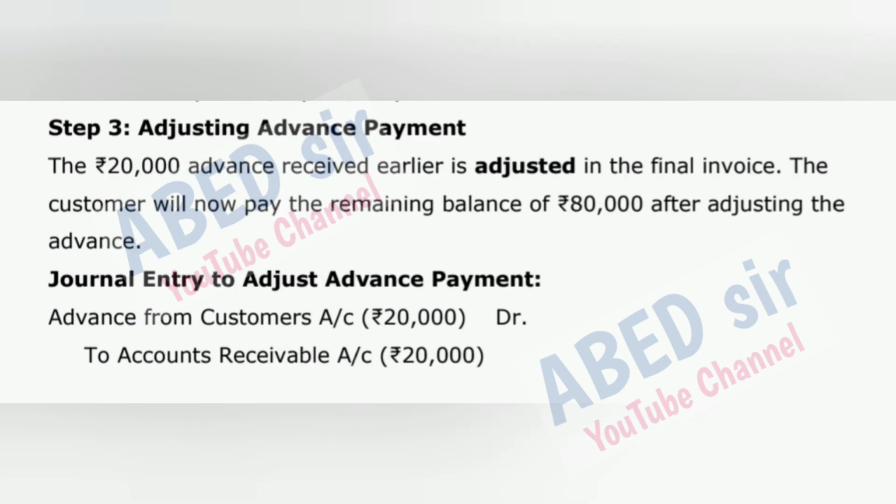Step 3. Adjusting advance payment. The 20,000 rupee advance received earlier is adjusted in the final invoice. The customer will now pay the remaining balance of 80,000 rupees after adjusting the advance. Journal entry to adjust advance payment.